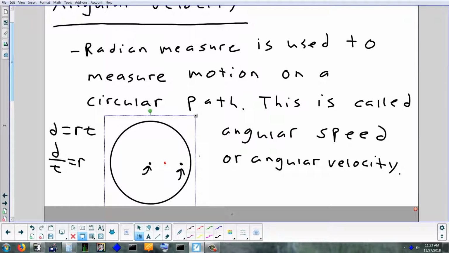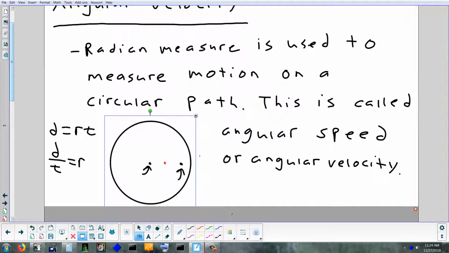So what does that mean? If something goes further in the same amount of time as something else, what would that mean? Yeah. It's going faster. So if you think about speed the way we're used to thinking about it, the dot on the outside is traveling the biggest distance in the same amount of time as everything else. So if it's traveling further, it must be going faster.